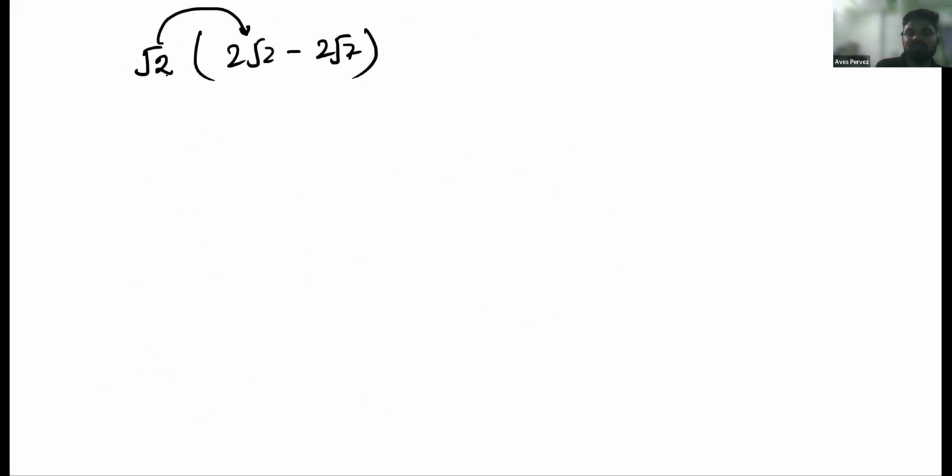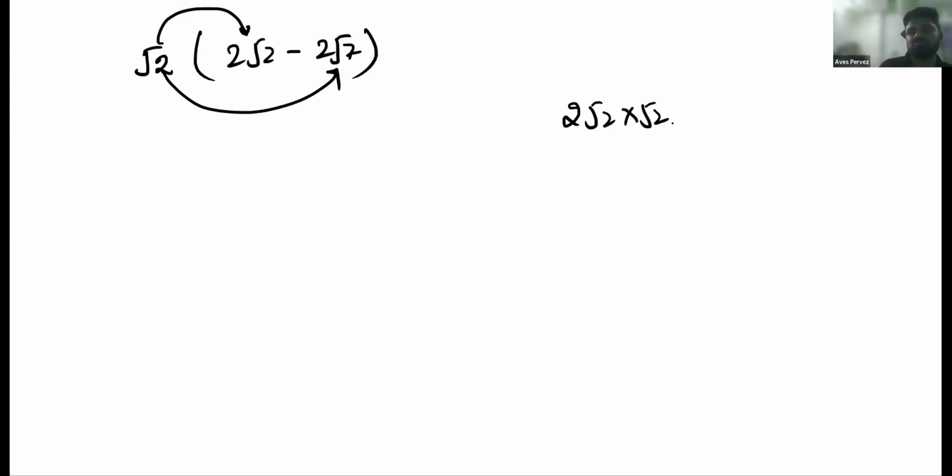Done? Okay. Now if you are having brackets, like I have 2 root 2 minus 2 root 7, and if you are multiplying this by root 2, this number is going to multiply with this number, and also with this number. So when this 2 root 2 multiplies with root 2, what will you get?